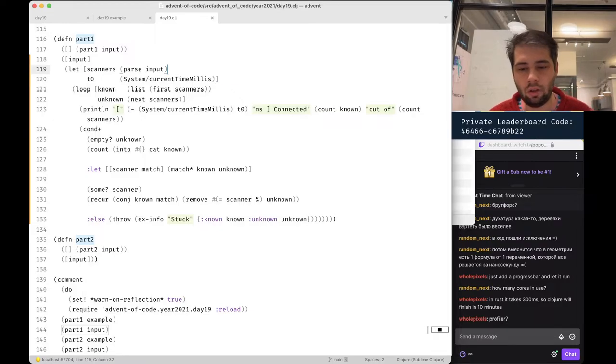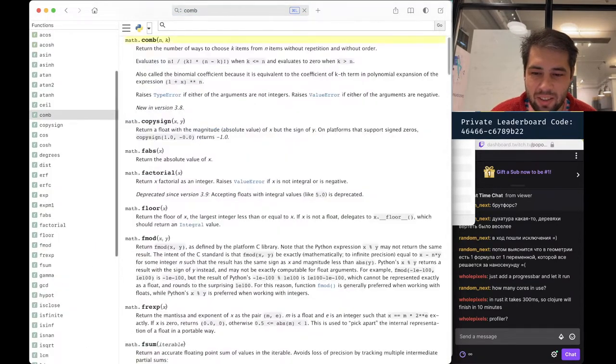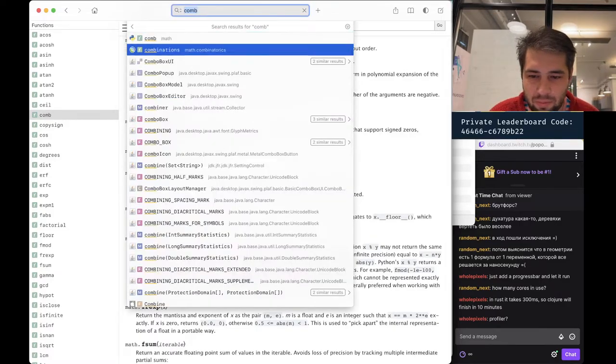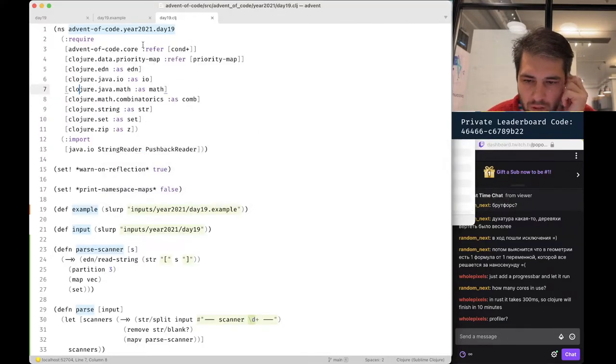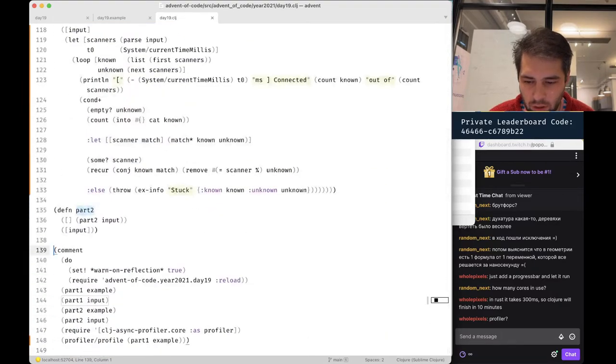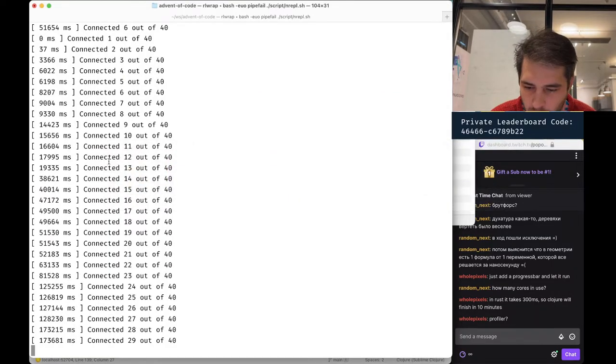Okay, let's rewrite it in terms of pairs, right? We have this combinatorics, which I had. Okay, so what I want to check is what will be the combination. So let's say what happened?